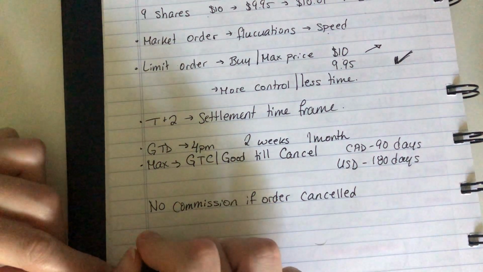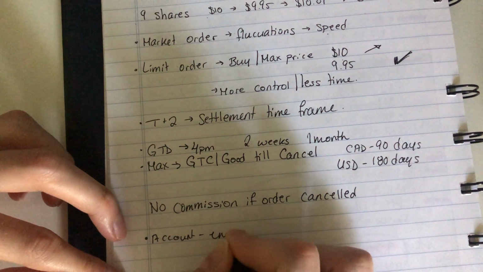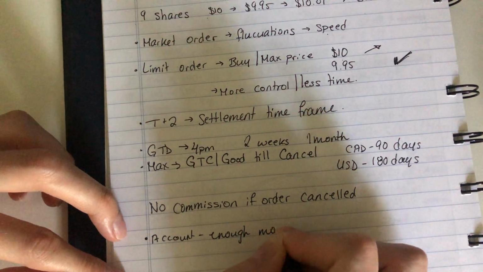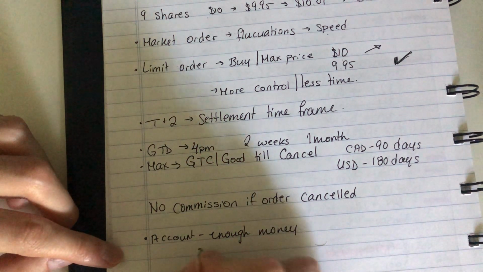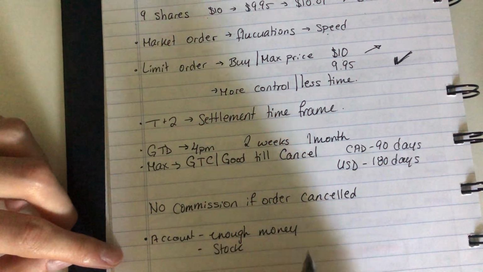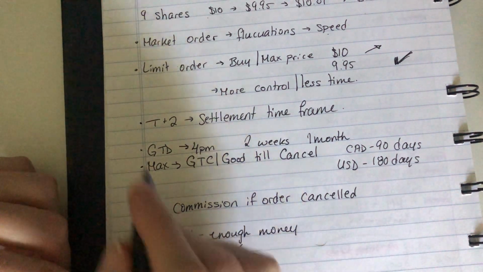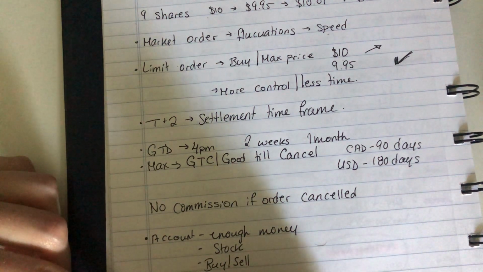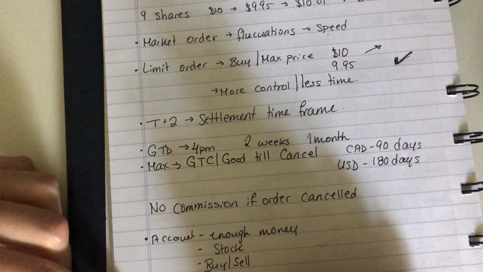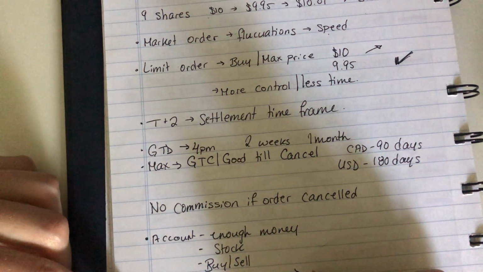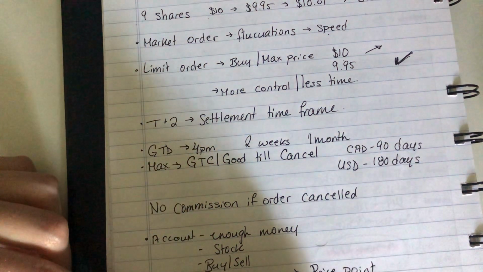You'll also need to double check the account that you're placing the trade in. Okay, do you have enough money in it? Okay, so you will choose your account. You'll also choose the stock, okay? And then from there, you'll choose if you're buying or selling. And then you'll choose your order type, okay? And then potentially, let's say if it's a limit order, you'll choose the price point as well, okay? And then you'll choose your time frame.